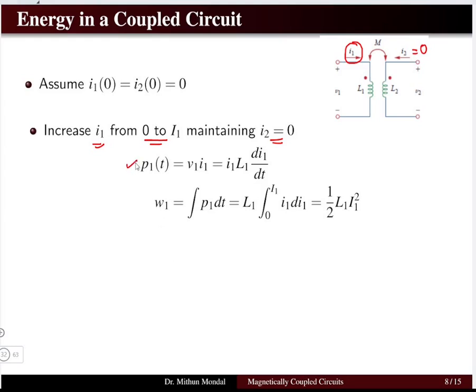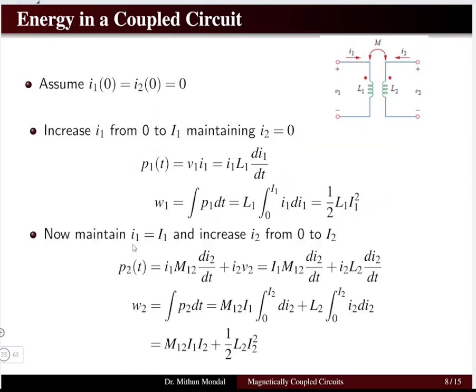Then we know that power in the first coil will be the product of voltage and current, and the voltage in the first coil is equal to L1 di1 by dt, because we have only the self-inductance now. The energy is basically the integral of the power, so we integrate i1 di1 from 0 to capital I1, because we are varying the current from 0 to I1. Hence the energy present is half L1 I1 square, where subscript 1 is used for the first coil.